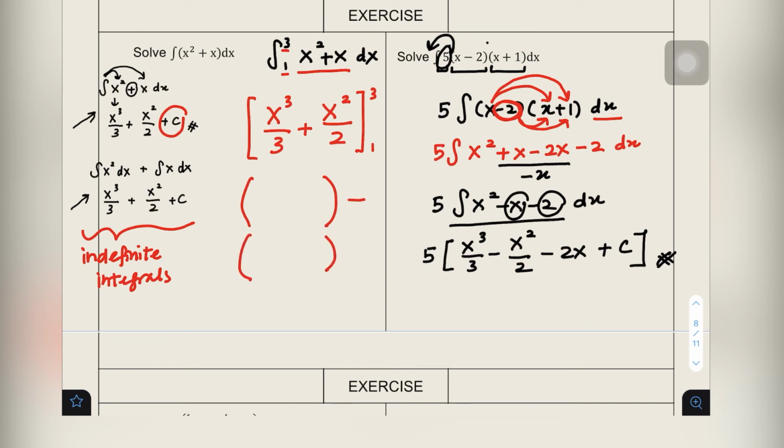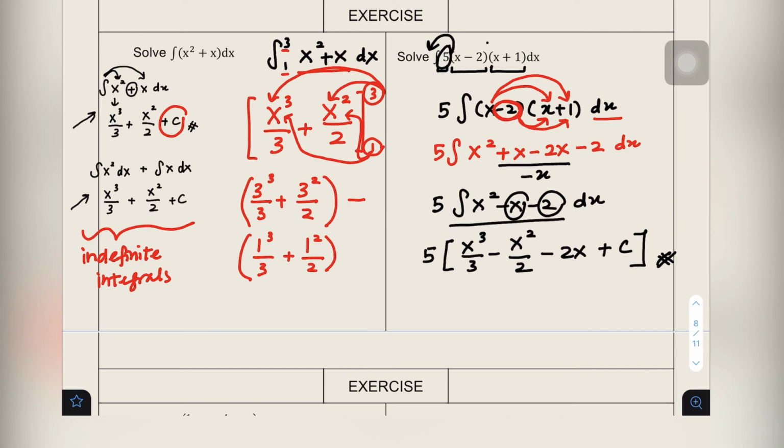In the first bracket, you need to substitute the value of 3 into every x that you have in your equation. So what you have here is 3 to the power of 3 divided by 3 plus 3 to the power of 2 divided by 2. And in the second bracket, you substitute 1 into your x. So what you will have is 1 to the power of 3 divided by 3 plus 1 to the power of 2 divided by 2. And you can simply calculate by using your calculator.